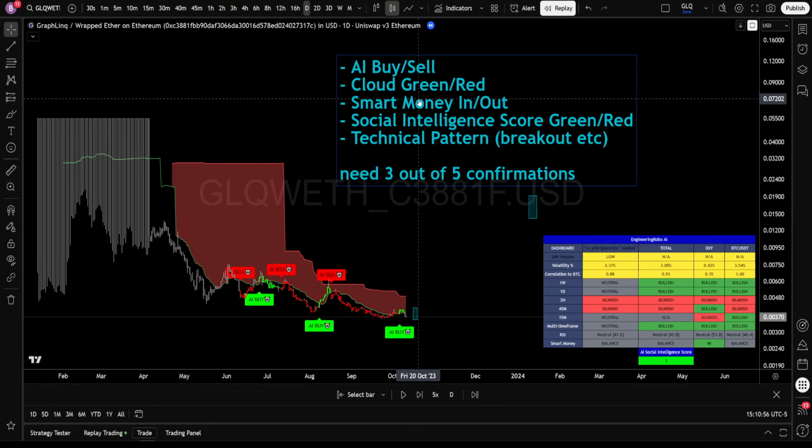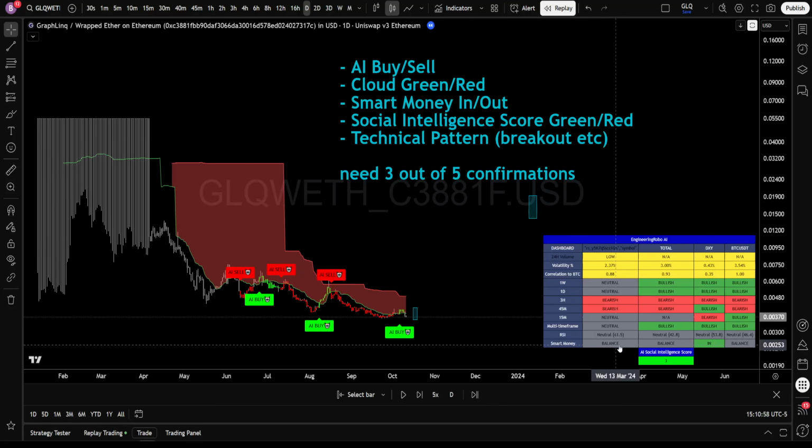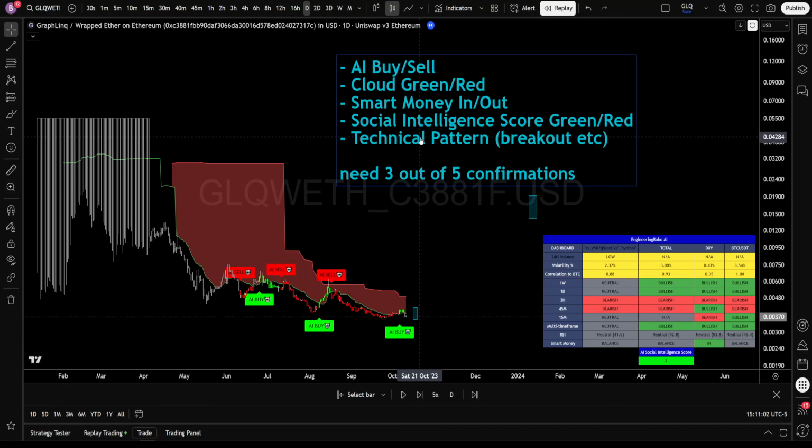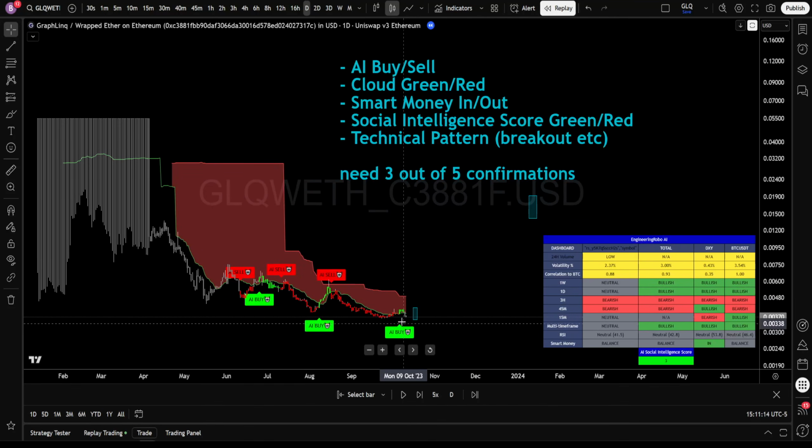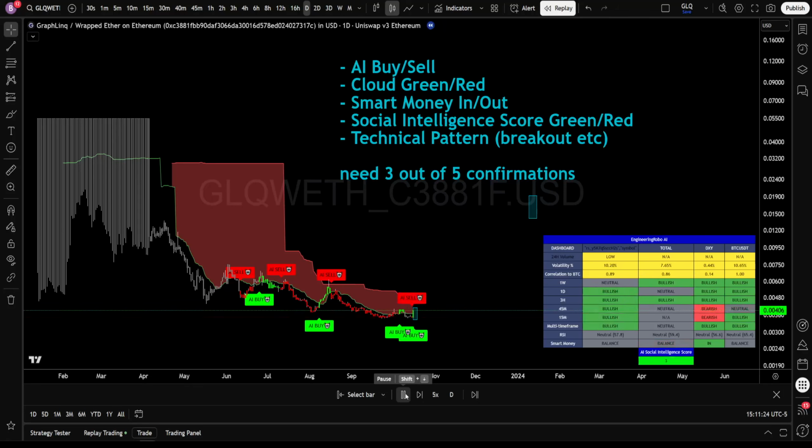This one doesn't fit. Smart money is still out. It's saying it's balanced. They're not in, or they're really not in or out. But the main thing is they're not in. Social intelligence score is a 3, and we have no technical indicators. This downtrend hasn't really broken out just yet. So all we have really is an AI buy signal. There's nothing else. Well, actually, I take that back. We do have a social intelligence score that's green. So we don't have 3 signals yet. Let's see what happens as we go forward.